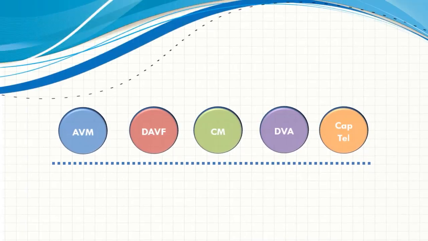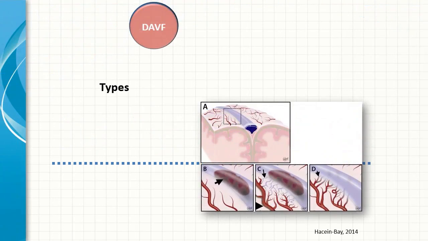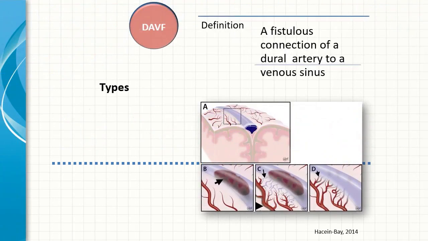We will now turn to dural AV fistula. Dural AV fistulas are a fistulous connection of a dural artery to a venous sinus. They may be traumatic, often occurring weeks after head trauma, or they may be non-traumatic. As noted in this diagram from a recent article, it is felt that local thrombosis of a venous sinus may result in an angiogenic response and development of a fistula.